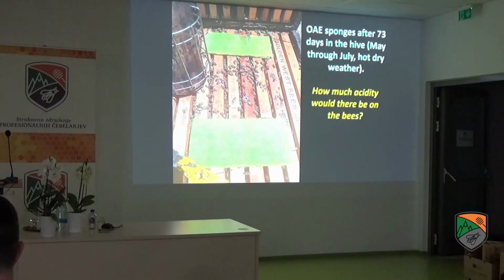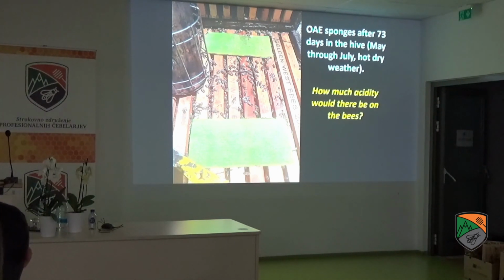So with the extended release oxalic acid, when we check back in the hive, as long as it looks moist on the top of the sponge, that means it's still active. And what we do is a very scientific test. We take our finger, touch it, and taste it. If it tastes like strong acid, then we know it's active with acid, okay?